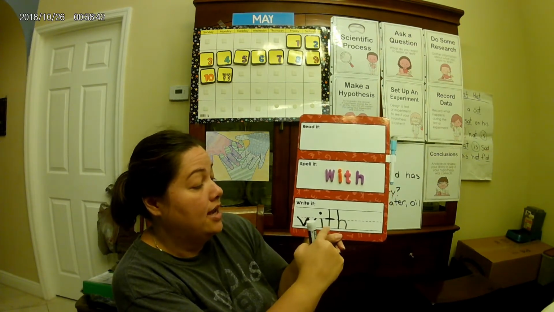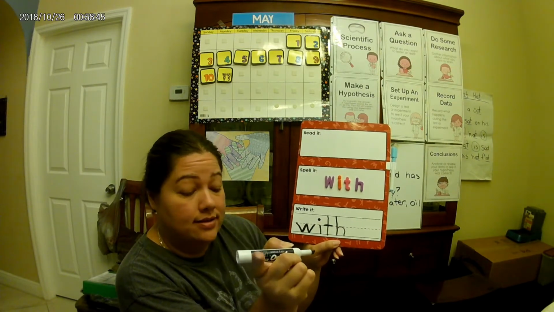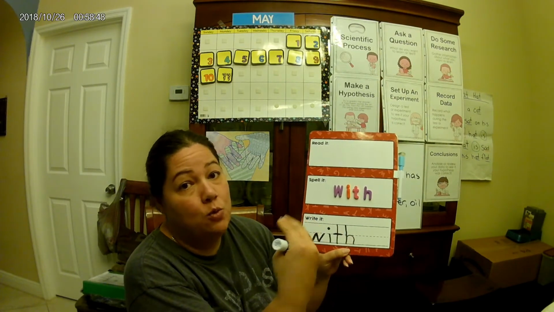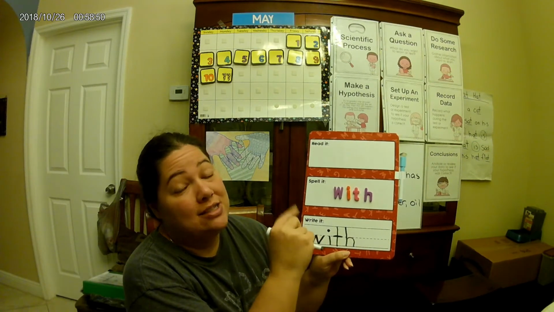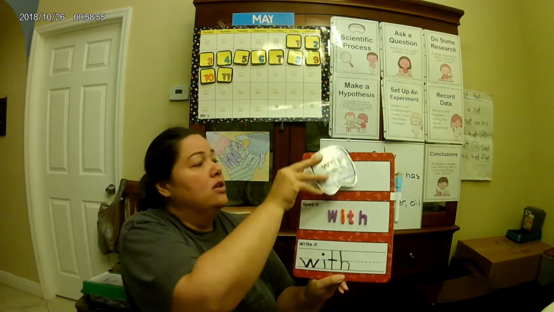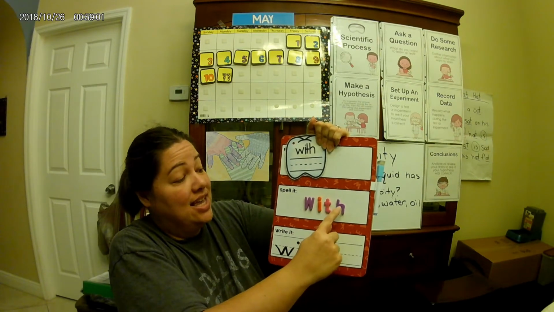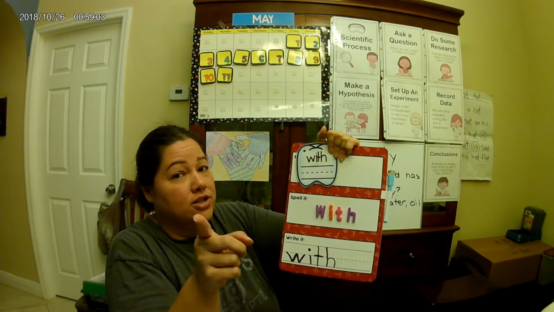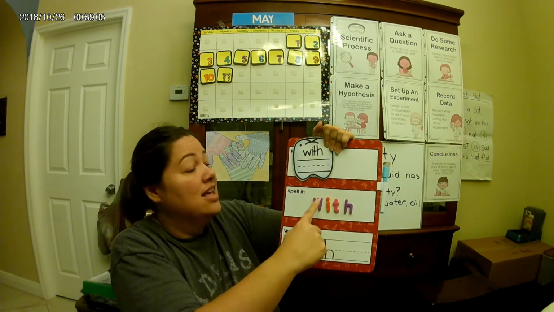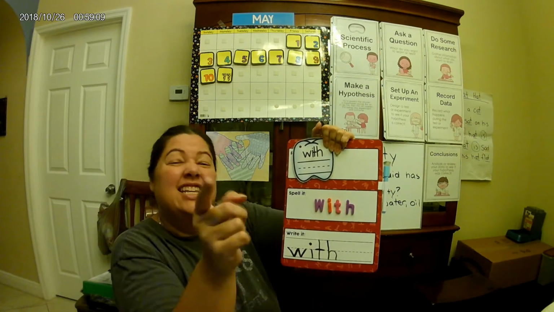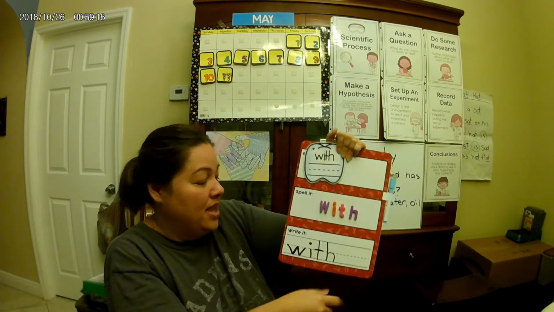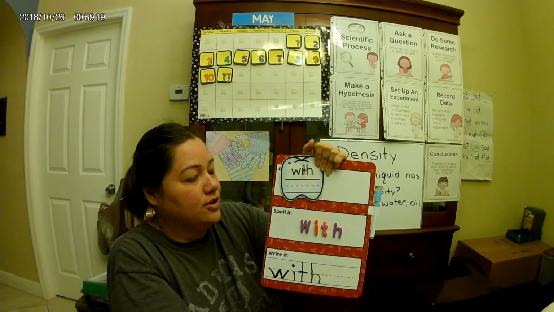So W-I-T-H spells with. Can you say with? I'm going to say with, I want you to say with, and then we're going to spell it, the four letters, W-I-T-H, and then we're going to say the word again, okay? So the word is with, W-I-T-H, with. Ready? Your turn. Did you get those right? Did you say the word with is W-I-T-H? If you did, fantastic. Good job. All right, so there was our first sight word that we have learned today.